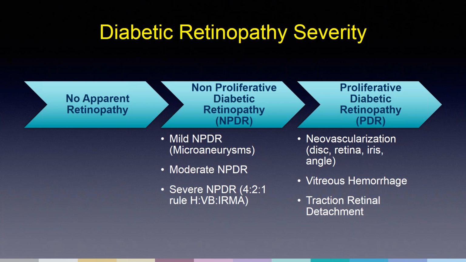They have severe non-proliferative diabetic retinopathy and are at higher risk for vision loss and progression to proliferative diabetic retinopathy, which is manifested by neovascularization, whether that's the disc, retina, iris, or angle. And the neovascularization can lead to vitreous hemorrhage or worse, traction, retinal detachment, and scarring. So anything we can do to slow this progression would be helpful.